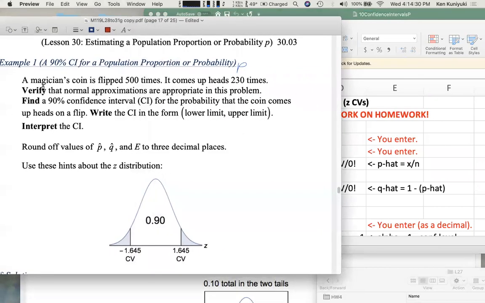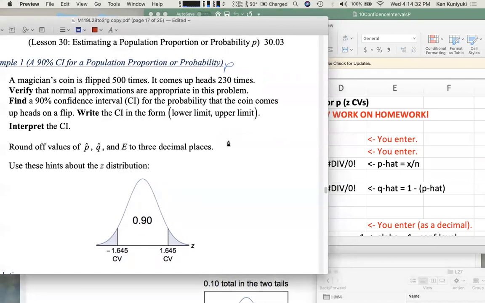All right. A magician's coin is flipped 500 times. So David gives you a coin, he washes his hands, he gives you the coin, and you're wondering, I wonder if this is a fair coin. I wonder what the probability of heads is on this coin. So you take this coin and you flip it 500 times.